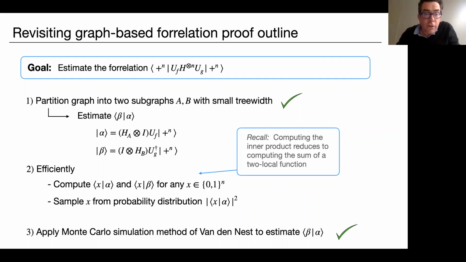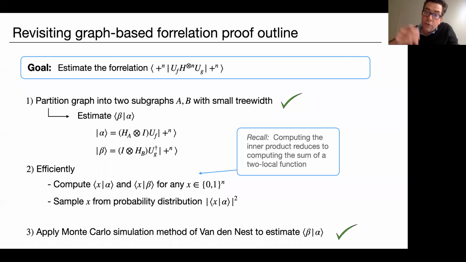And can I ask a question about step 2? Yes, please. The first item of step 2. So for which axis do you actually compute those two inner products? You can't do it for all because that will be time 2 to the n. You haven't sampled anything yet. So which axis do you treat there? Well, from the Van den Nest algorithm, you sample an x, and for that particular x, that's the one that you compute the inner products for.